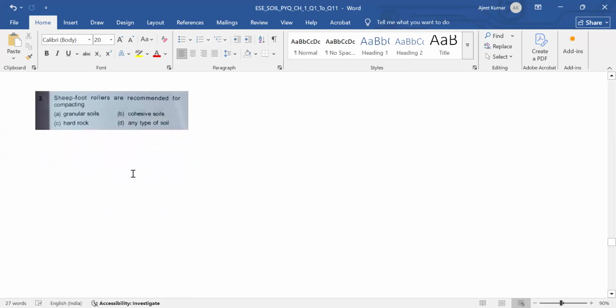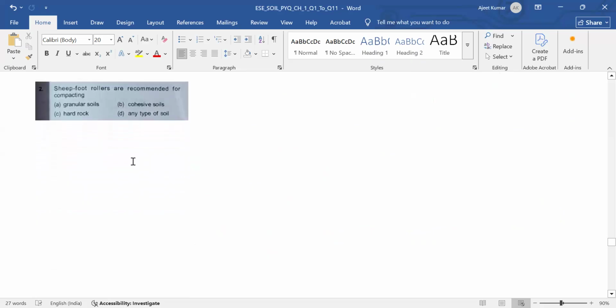Second question is, sieve foot rollers are recommended for compacting cohesive soil actually. So cohesive soil will be the answer. Second, 2.